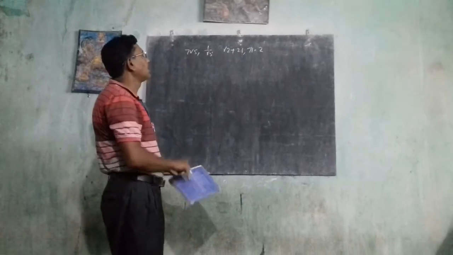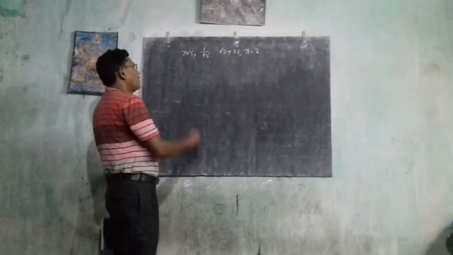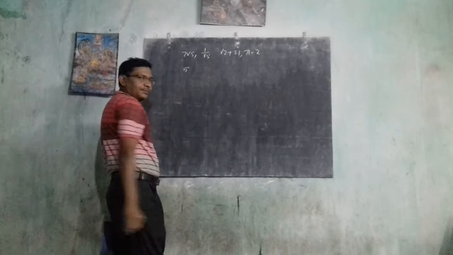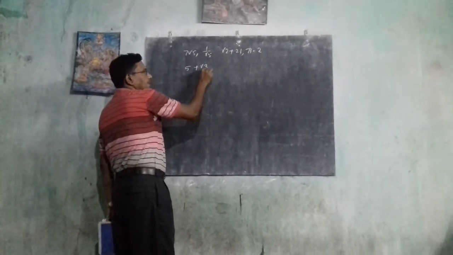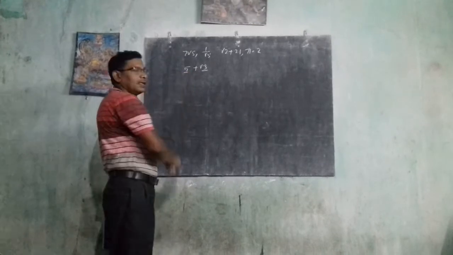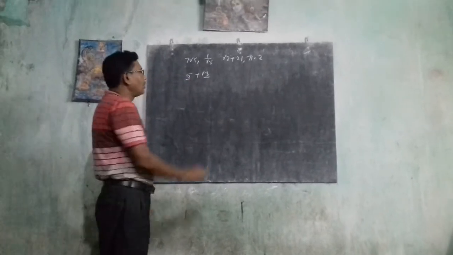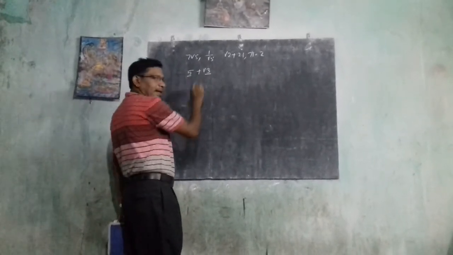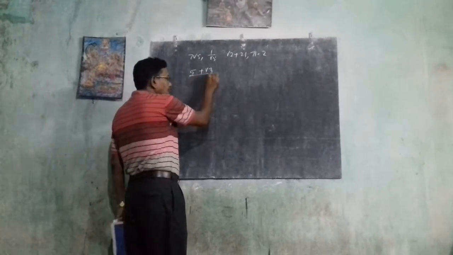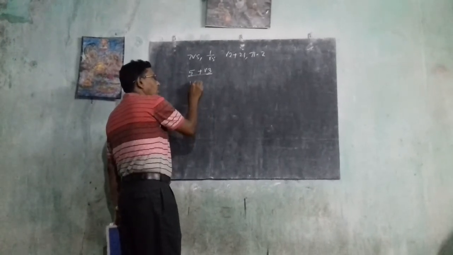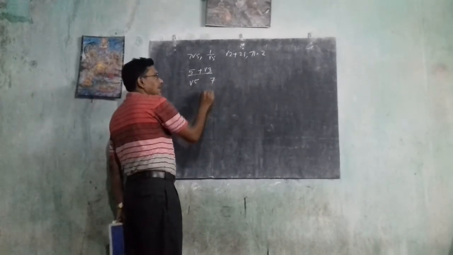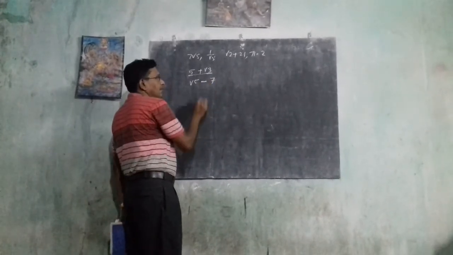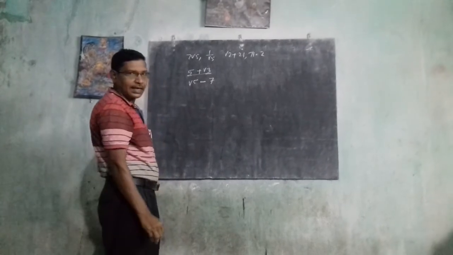How can we figure out that a number is irrational? Mark that 5 is rational, then add root 3. Root 3 is irrational and 5 is rational, so the sum of a rational and an irrational becomes an irrational number. Suppose root 5 is irrational and 7 is rational, their difference is also irrational.